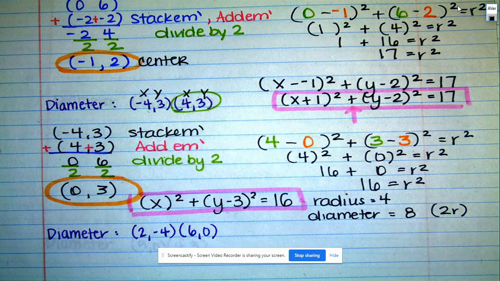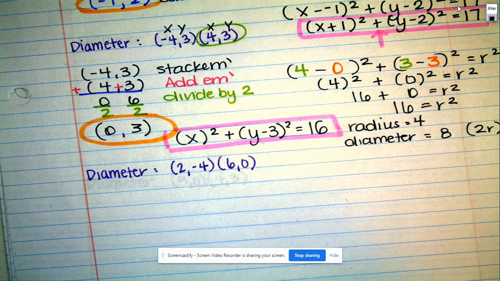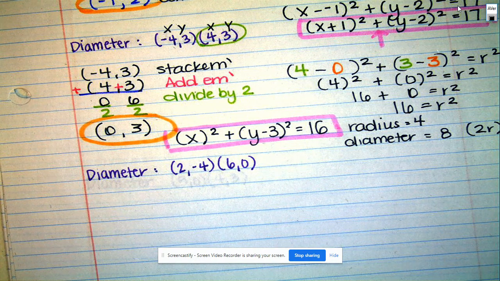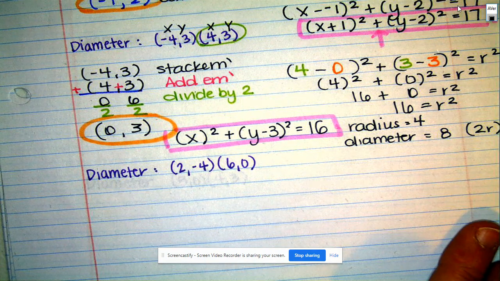All right, so the next example I have is 2, -4, and 6, 0 as the diameter. So pause your video, try it, mess up. You got to figure out where you're going to mess up. Again, mess up on your notes, not on iExcel. All right, so pause this while I move my paper.